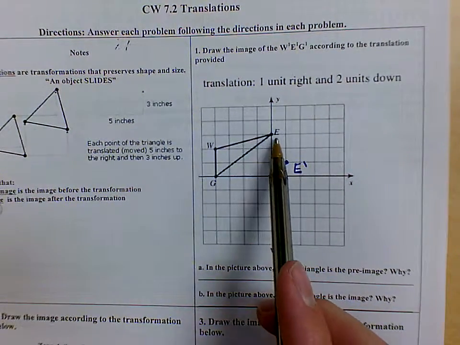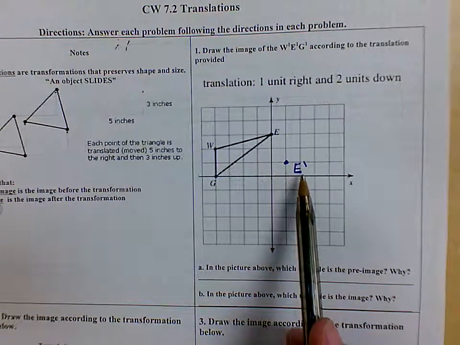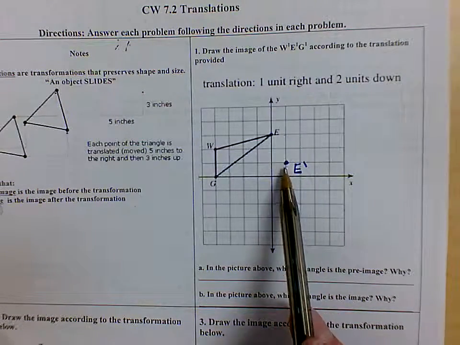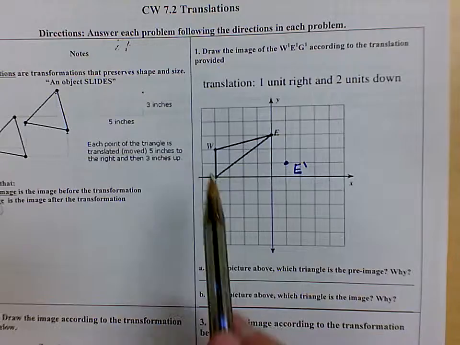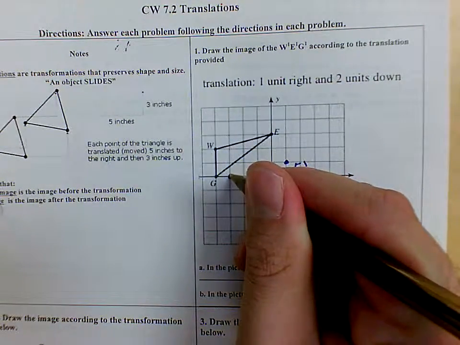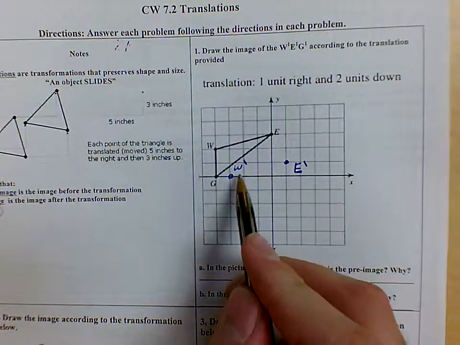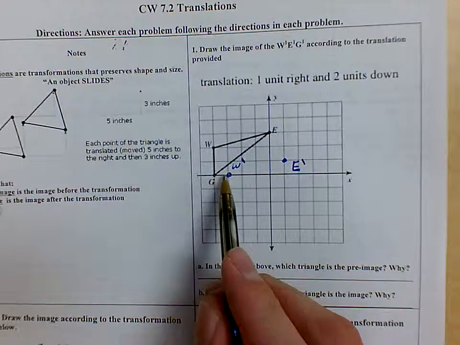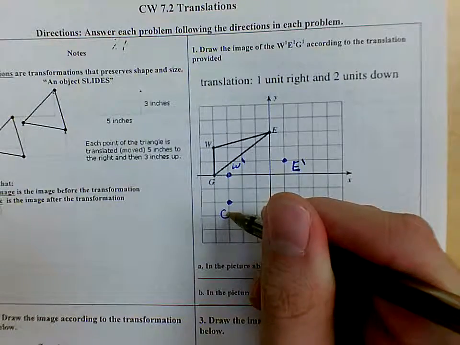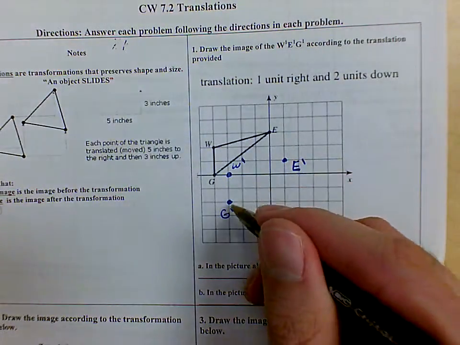Okay, so this was our original E. This was our pre-image E. And now this is our new E, or our image. And what we did here is we moved it right 1, down 2, and we're going to do the same thing with all of our points. So W is going to move to the right 1, down 2. So there's my W prime, or my new W, and G is going to do the same thing. Right 1, down 2. And there is my G prime, my new G. And go ahead and connect the dots.